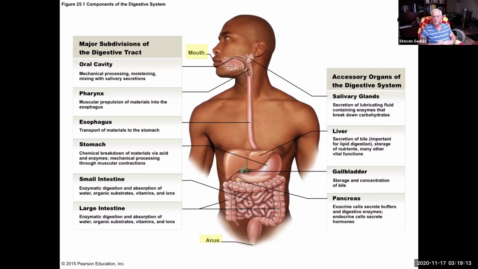Then you've got the liver, which secretes bile. The liver is also a storage of nutrients and has many other vital functions. The bile aids with lipid or fat digestion. The gallbladder stores and concentrates bile.